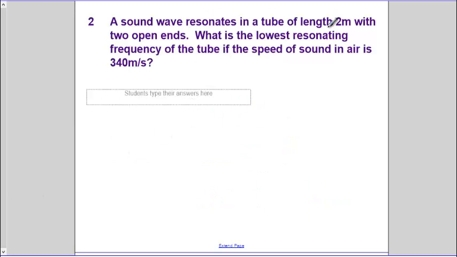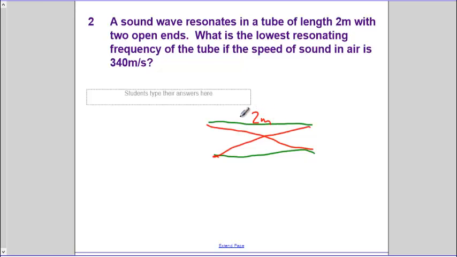Next, a sound wave resonates in a tube of length 2 meters with 2 open ends. What is the lowest frequency that it will sing at? So the question is, if we have that 2 meter tube, there'll be some frequency. And again, I'll just draw the tube. Sorry for the different color. Here's the waveform. The length of the tube was 2 meters, and that wavelength, as stated previously, is going to be 4 meters. What is the frequency that it will sing at?